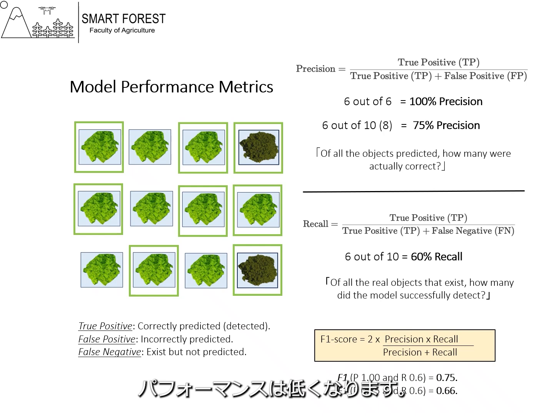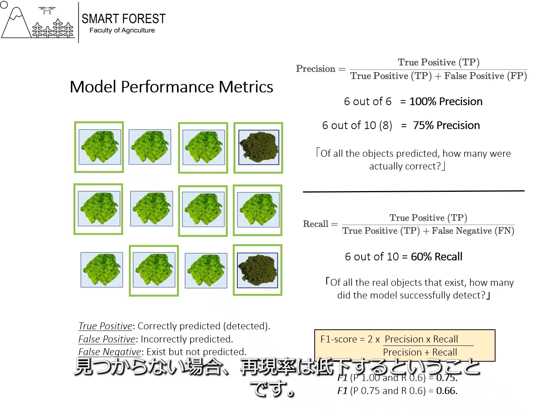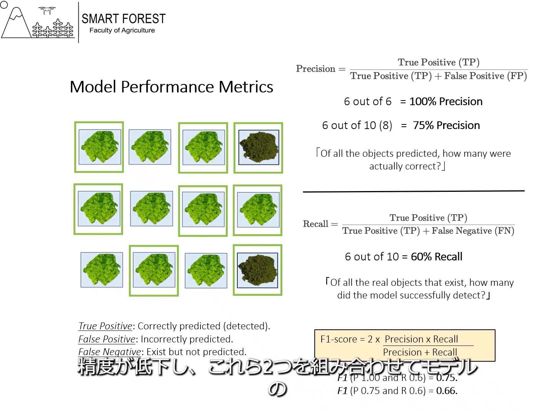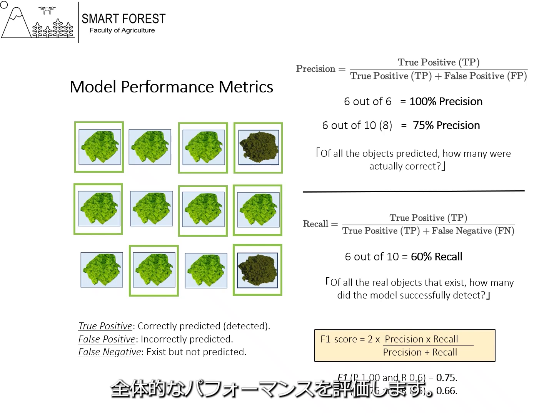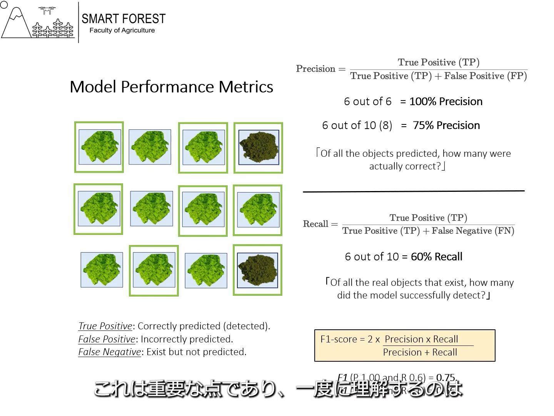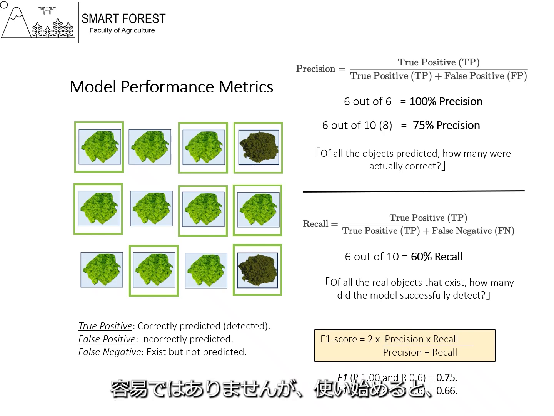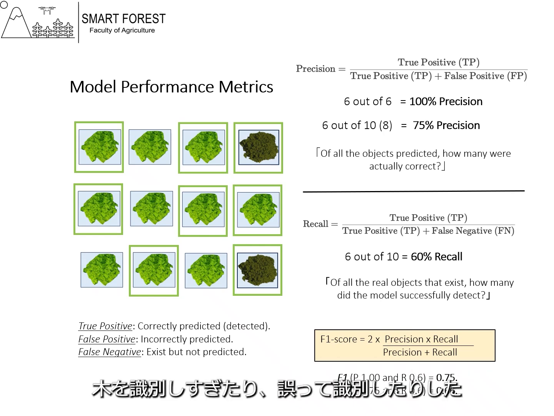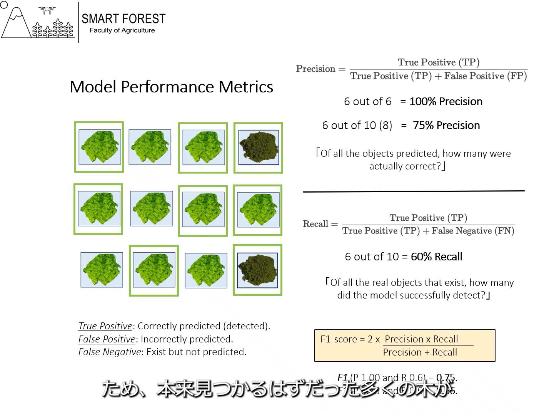So if you don't find trees that are supposed to be there, then your recall becomes lower. But if you make mistakes identifying trees, your precision becomes lower. And these two are put together to evaluate the overall performance of the model. This is again something that is not easy to understand in one go, but if you start using it, you will realize where the weak point of your model is. Does it identify too many trees incorrectly, or does it miss many of the trees that were supposed to be found and were not found?